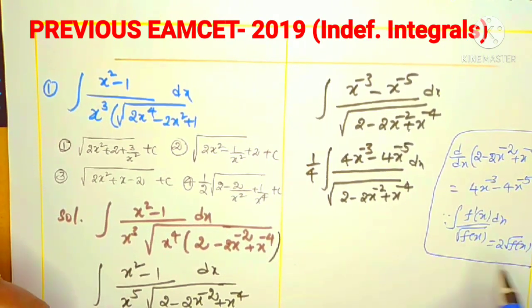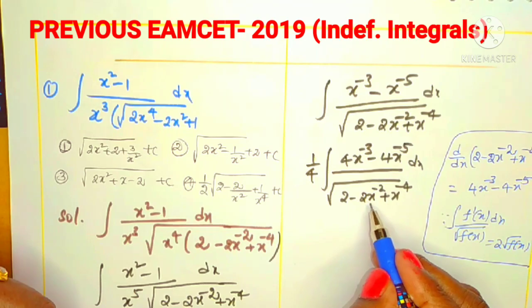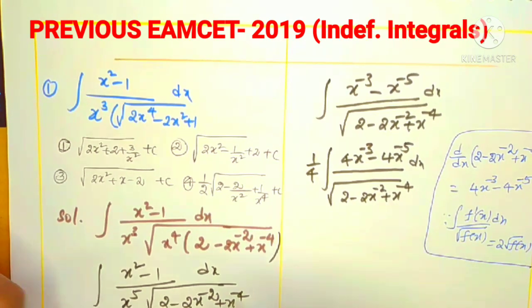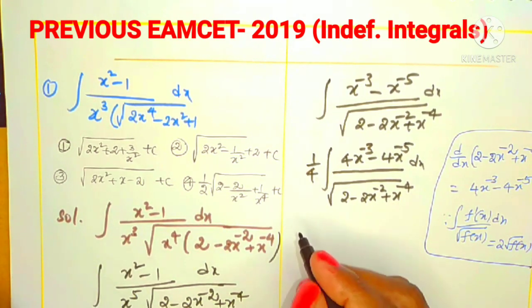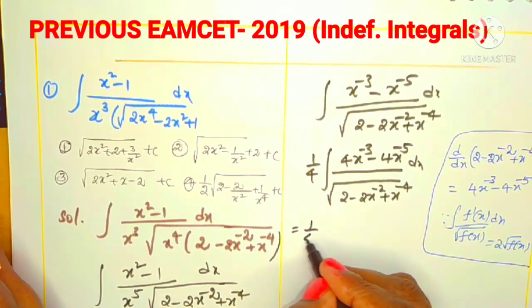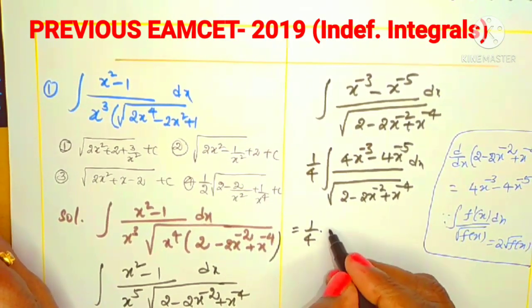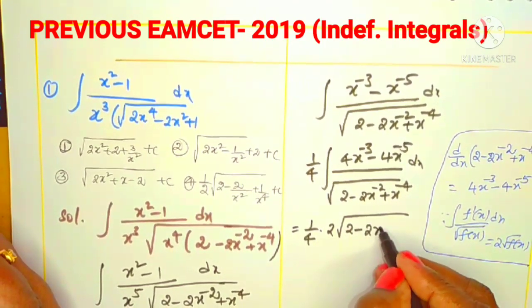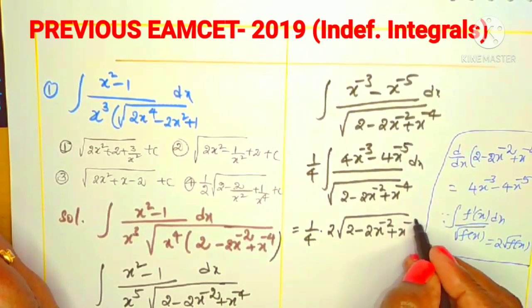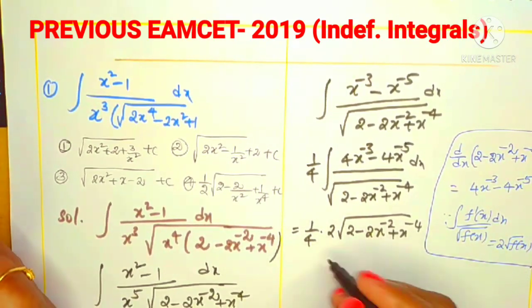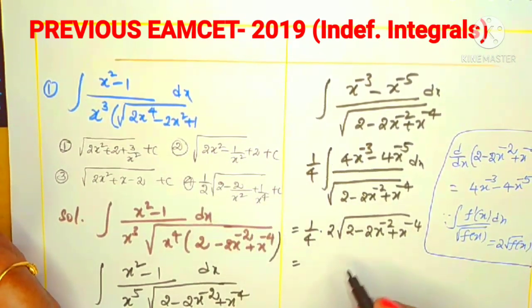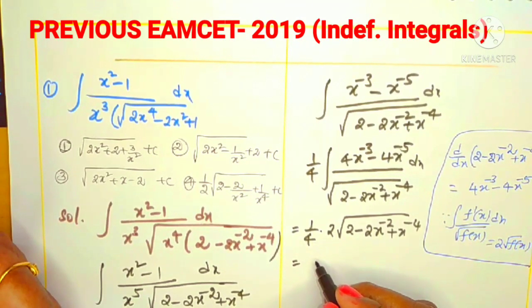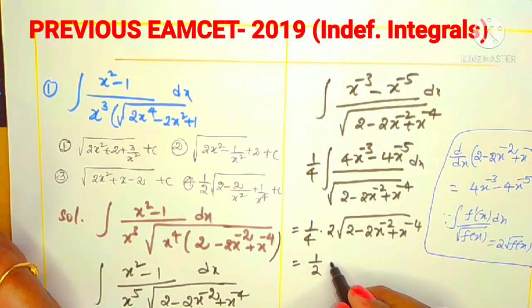In place of f(x), what is there here? 2 minus 2x^-2 plus x^-4. Therefore, this resultant function becomes 1/4, the constant as it is, times 2 into root of (2 minus 2x^-2 plus x^-4). Plus the integral constant, no need to add it here, already there in the options. 2 by 4 is 1/2 times the root.